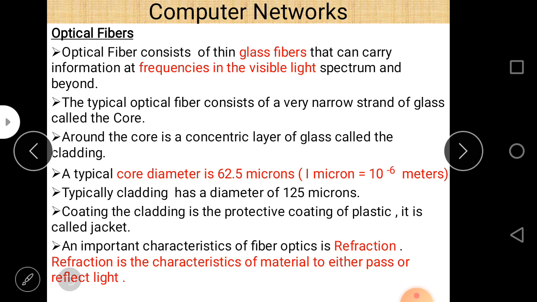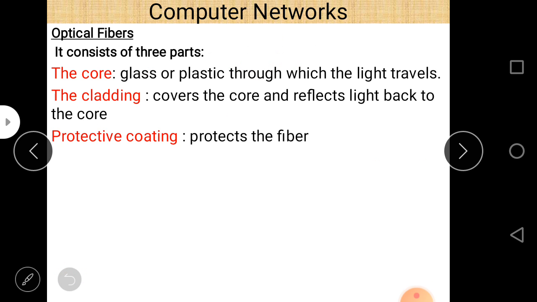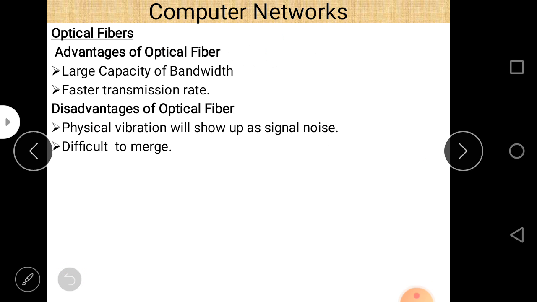An important characteristic of fiber optics is refraction, and refraction is the characteristic of a material to either pass or reflect light. So this is the diagram.